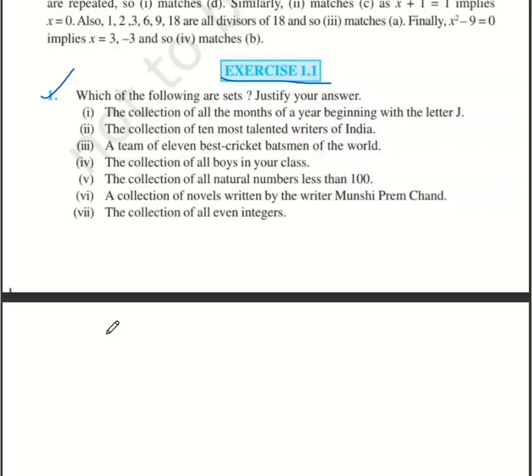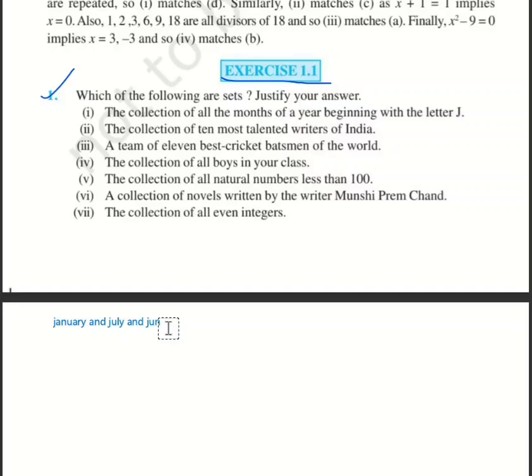In one year there are 12 months. The ones with the starting letter J are only three months: January, July and June. So these are the only three that start with J. So the collection of all the months of a year beginning with the letter J is these three.